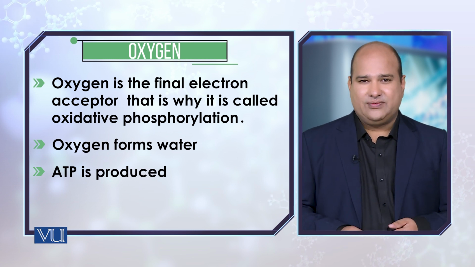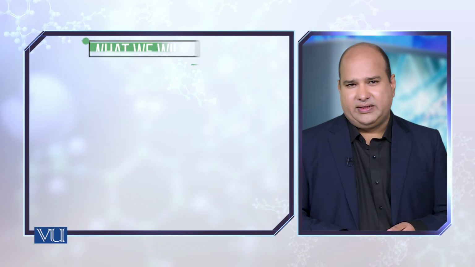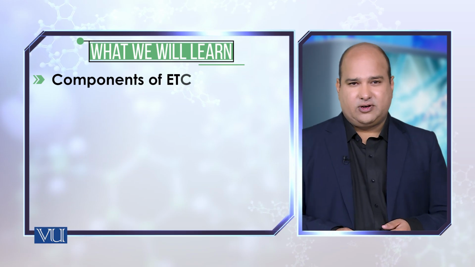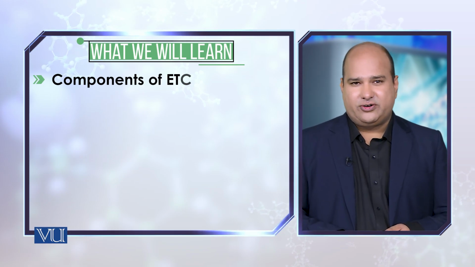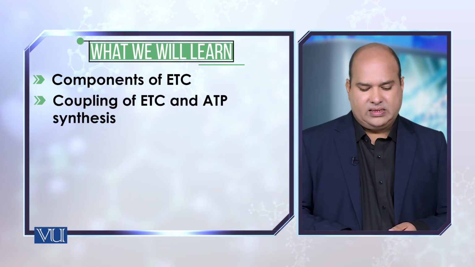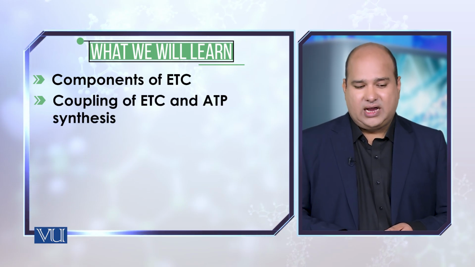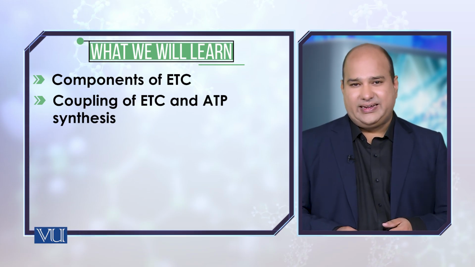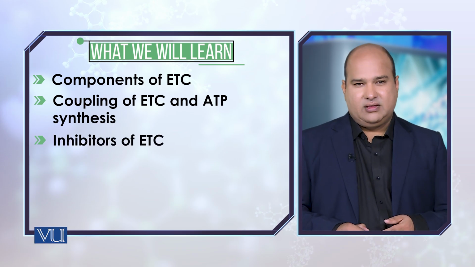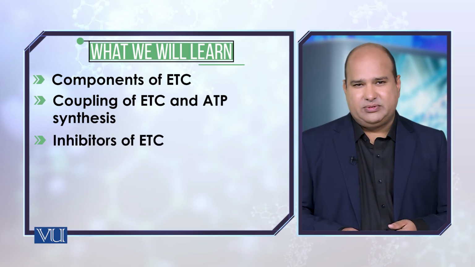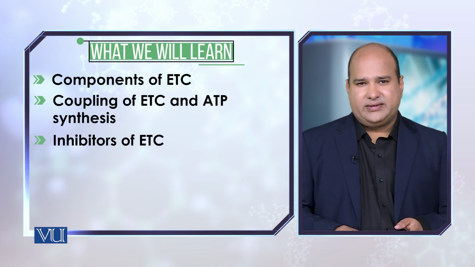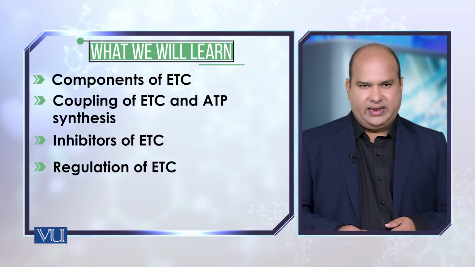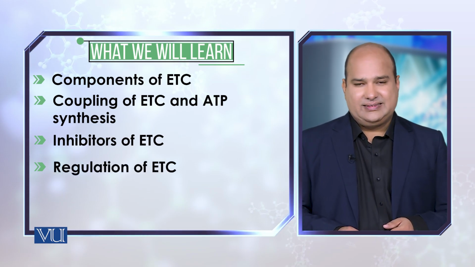What will we learn in the upcoming topics? First of all, we will talk about different components of the electron transport chain. We will see how the transport chain is coupled with the synthesis of ATP. We will see how different inhibitors can be used to inhibit the performance of the ETC, the working of the ETC, and how the ETC is regulated.